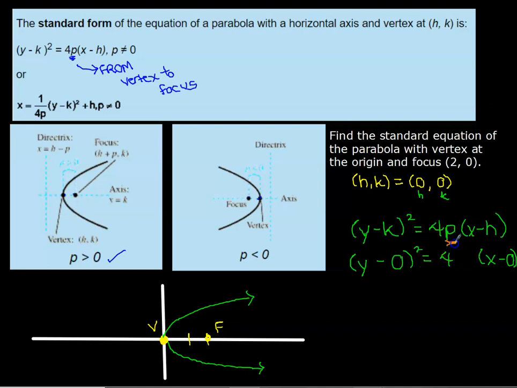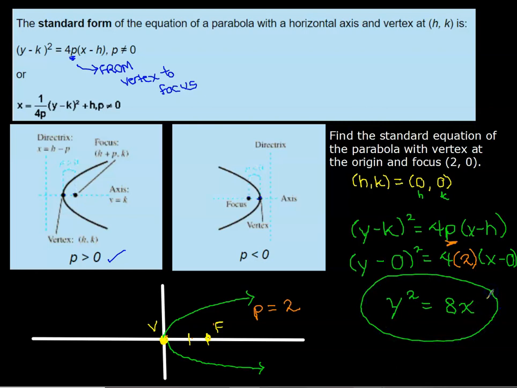Now p is the distance from the vertex to the focus. To get from here to here, I'm going to go over 1, 2 units, in the positive direction. So p is equal to 2. So with that, y minus 0 squared is just another way to say y squared equals 4 times 2, which is 8, and x minus 0 is just x. So that's your equation for a parabola with a horizontal axis.